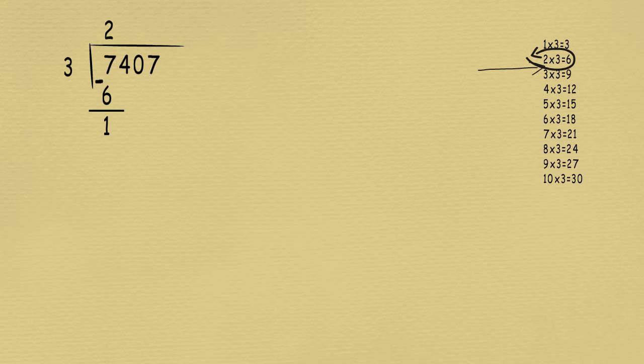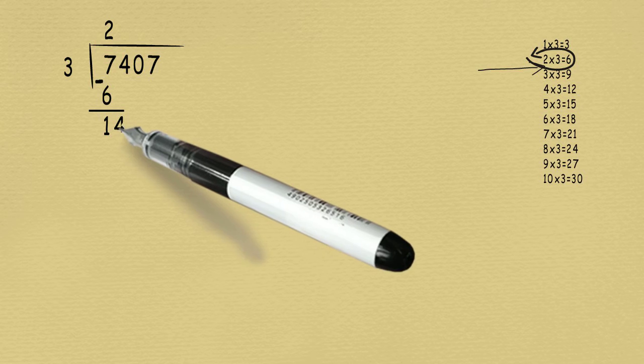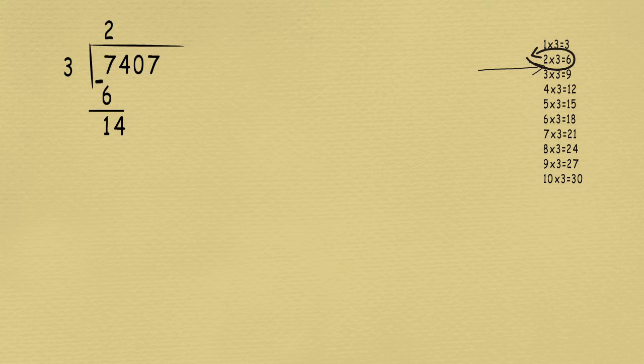And then I'm going to drop down the next number underneath the division house, which is the number 4. Here it is. So I have the number 14 now. And at this point, that was the first step that we've done so far. And the next step is just going to be repeating the same step.